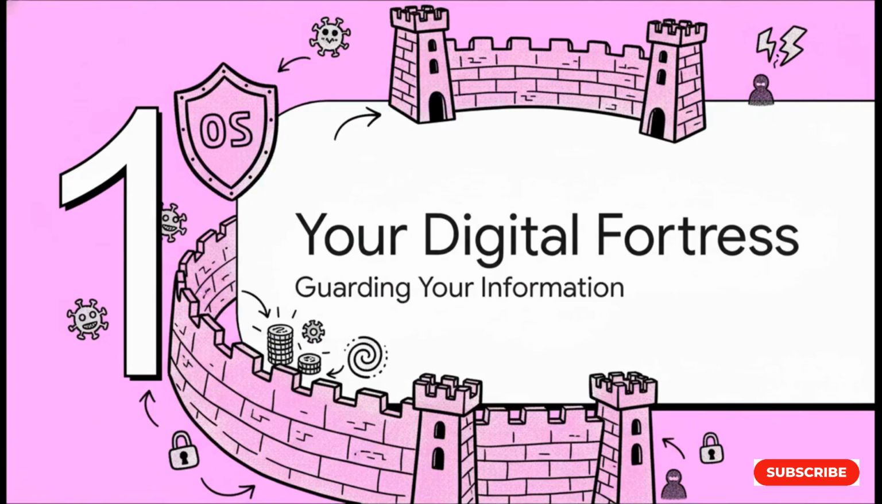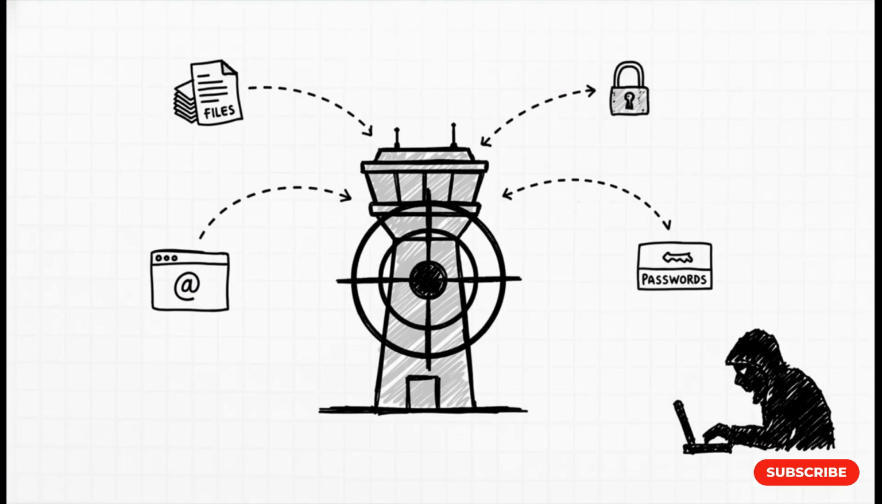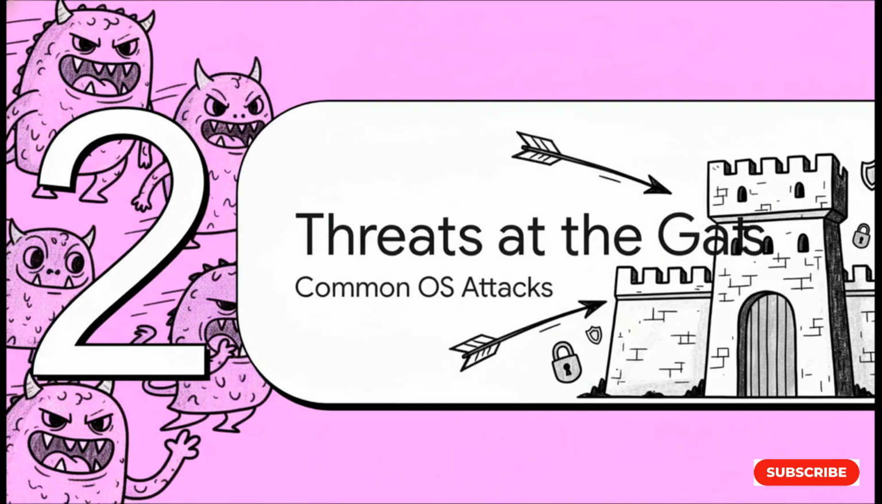Honestly, the best way to really wrap your head around your OS's role in security is to picture it as a fortress, a digital fortress, and it's guarding all of your most valuable information. Because it really is the command center. It manages everything. It sees every single file you open, every website you go to, every password you type in. And that immense power, that control, that's exactly what makes it such a huge target. And trust me, there are a lot of threats just banging on the gates. So let's take a look at the different kinds of invaders trying to breach the walls of our digital fortress.